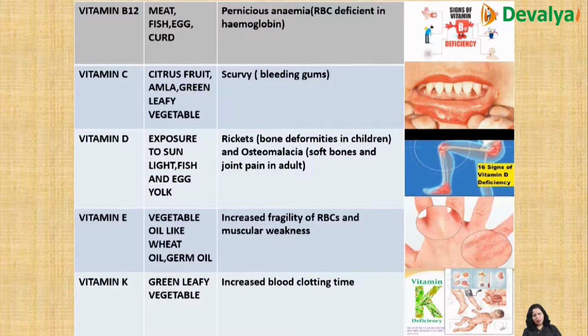Vitamin C, if you do not take vitamin C, then it leads to the disease called scurvy, meaning bleeding gums, and the sources are citrus fruits like amla, green leafy vegetables. Vitamin D, the main source is exposure to sunlight, fish, egg yolk, and if you do not take it properly, the diseases can be rickets, that is bone deformities in children, and osteomalacia, that is soft bones and joint pain in adults. Vitamin E, the sources are vegetable oils like wheat germ oil, and the disease can be increased fragility of RBC and muscular weakness. Then is vitamin K, green leafy vegetables, and the deficiency disease will be increased blood clotting time.